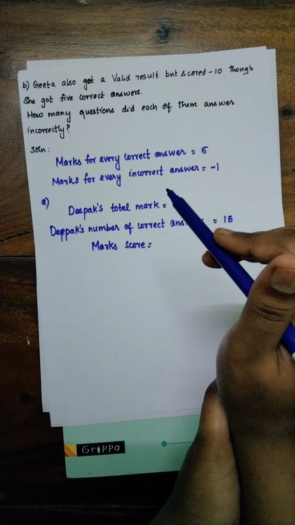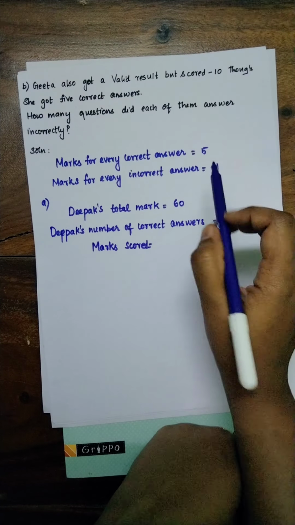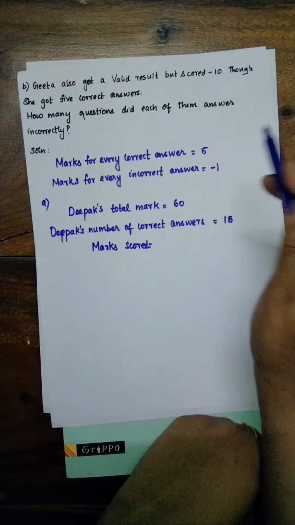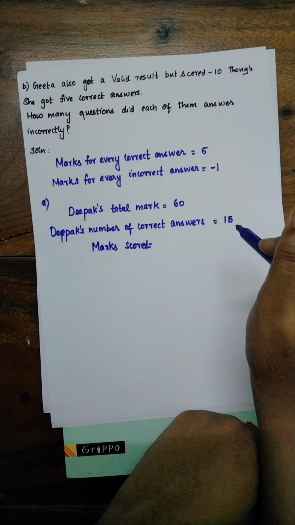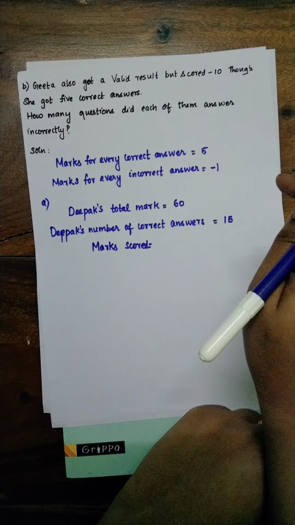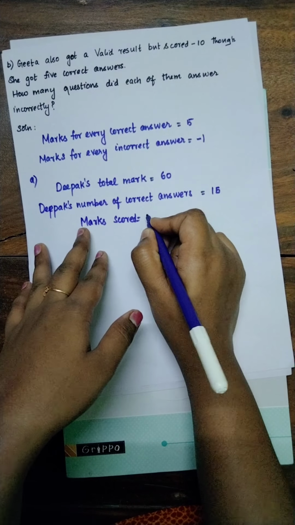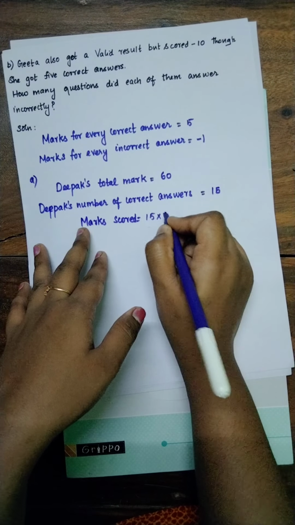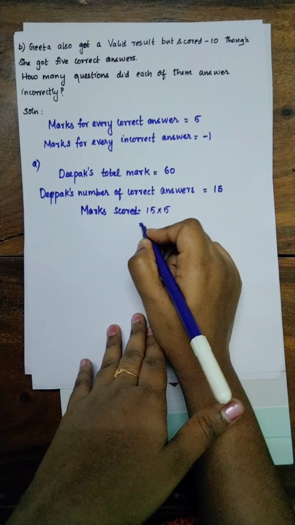So how will you find it for 15 correct answers? For one correct answer they are giving 5 marks, and Deepak wrote 15 correct answers. For one correct answer 5, so for 15 correct answers we multiply both numbers, that is 15 into 5. What is 15 into 5?